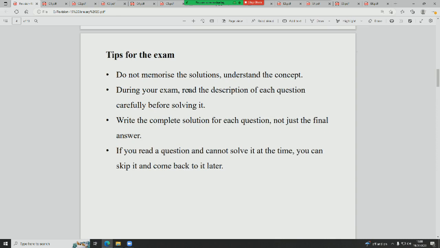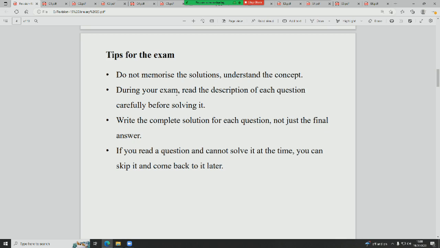During your exam, please read the description first before you attempt to solve the problem. Some students believe they're solving that problem, but the solution does not correspond to whatever is in the examination paper. So please read the example first before you start solving it.